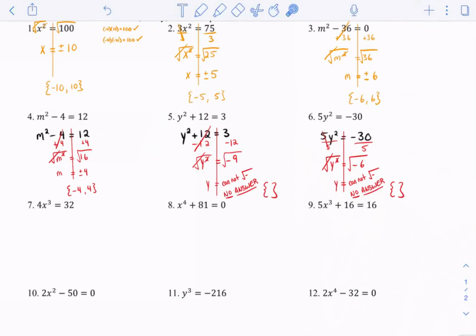So some of you may have thought the answer was 3. That's incorrect, because 3 times 3 is a positive 9, not a negative 9.